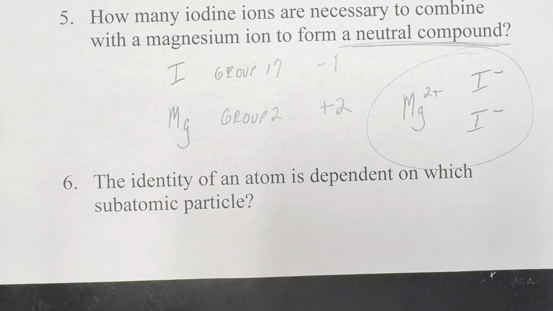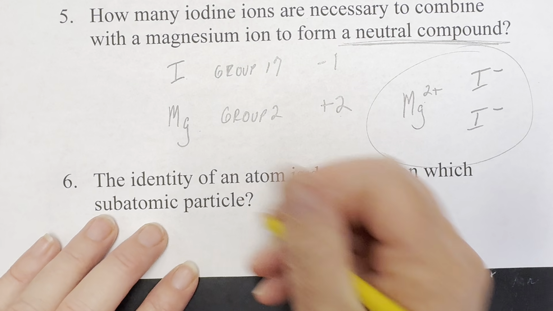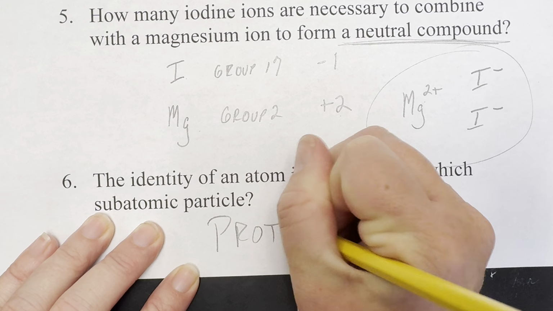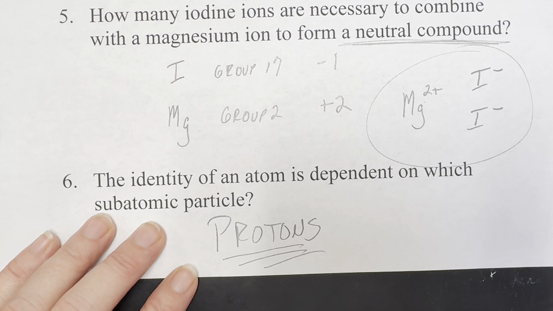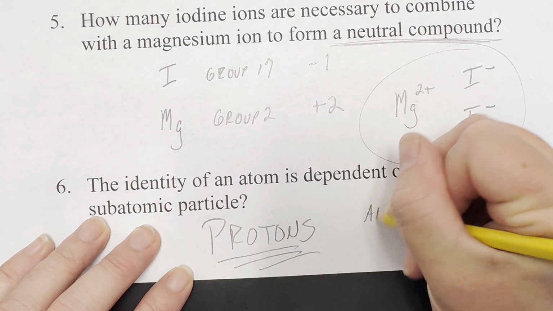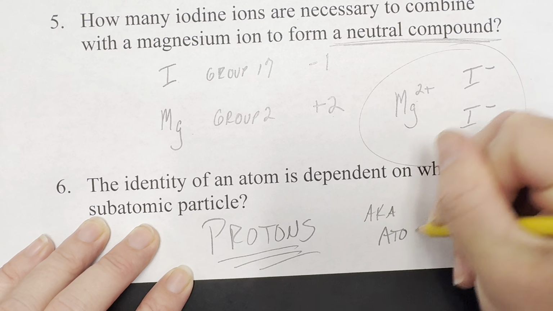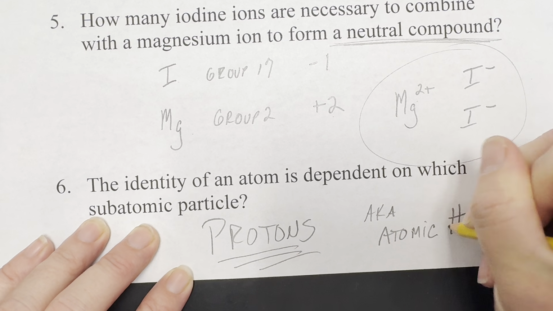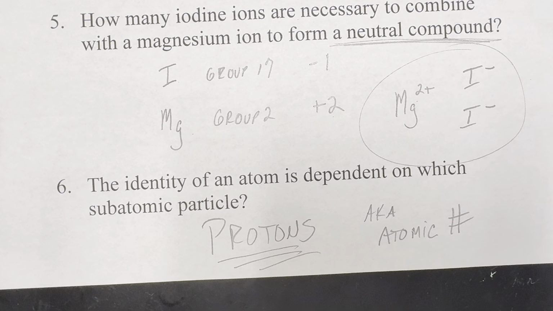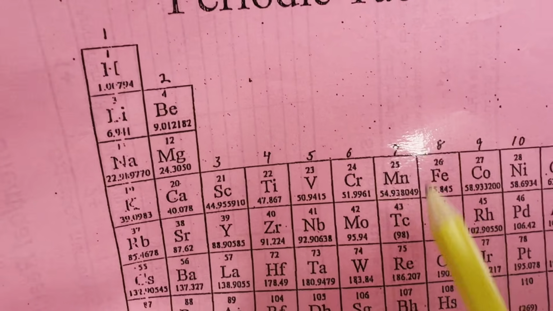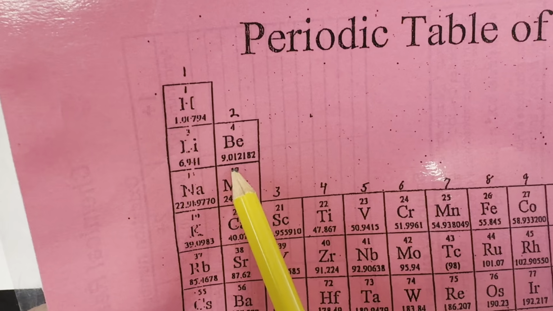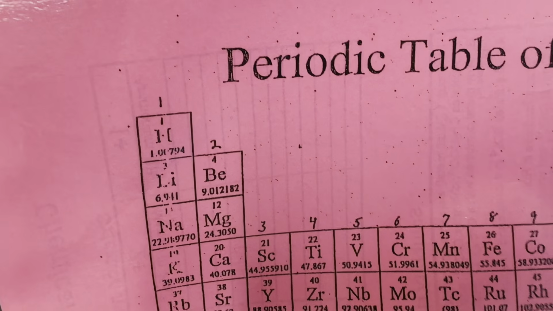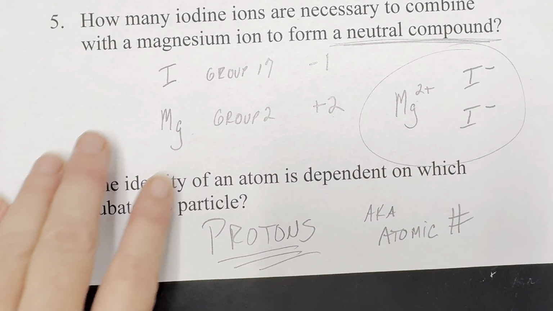All right, number 6. The identity of an atom is dependent on which subatomic particle? Your protons. This is what I was talking about back on number 4. It is your number of protons, also known as your atomic number. All right, and again, looking at any periodic table, that atomic number is going to be the number right here above that element. It is a whole number. That is what gives identity to that particular element.